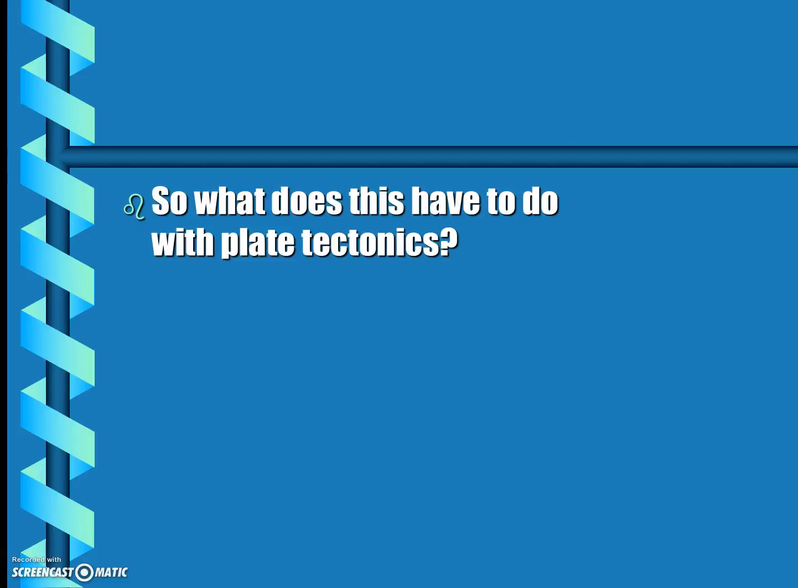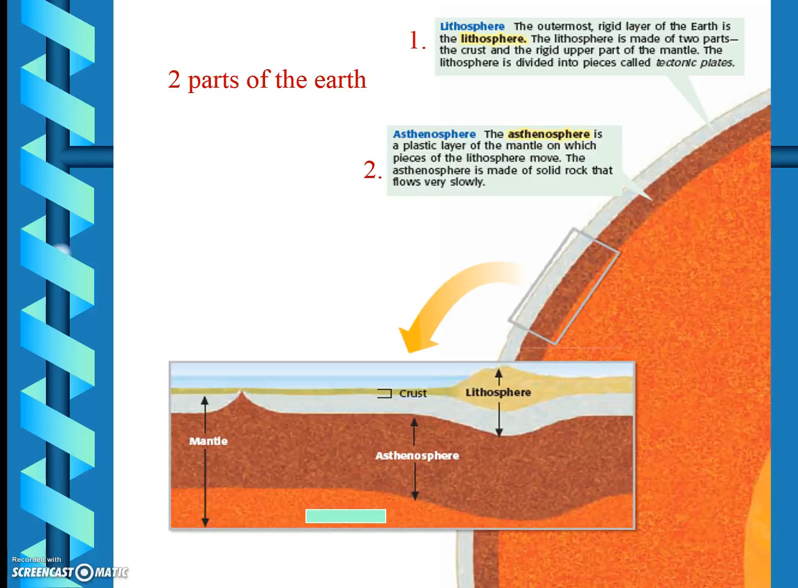All right, so last time we talked about the layers of the earth, the mantle being bendable rock, and the crust being basalt and granite and things like that. So what does this have to do with plate tectonics? We've got two things that we need to talk about.